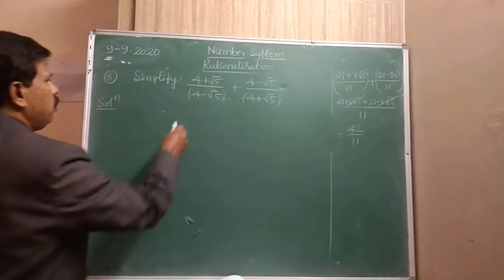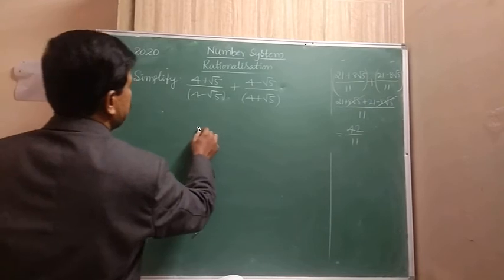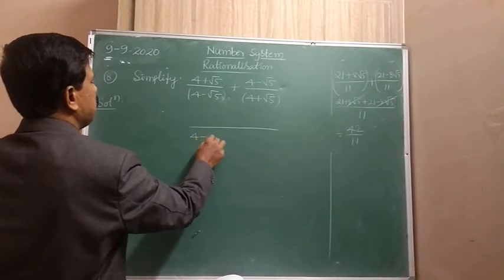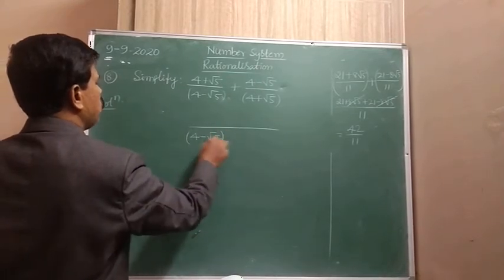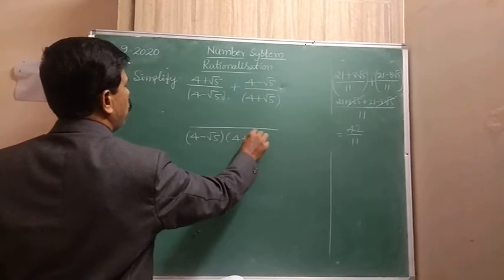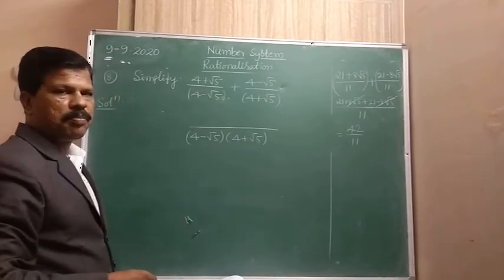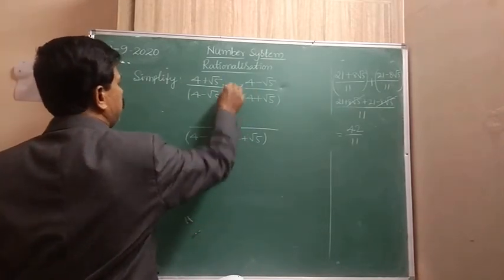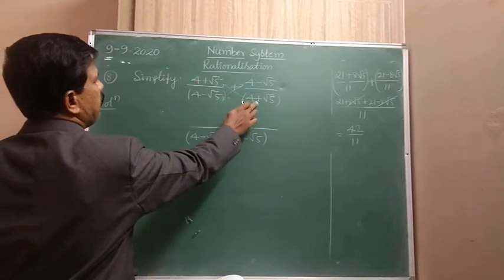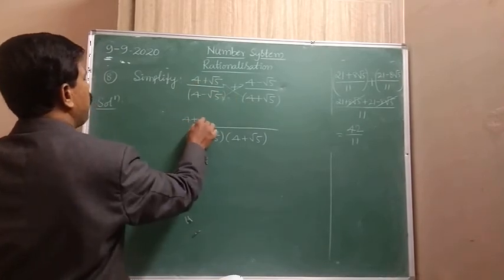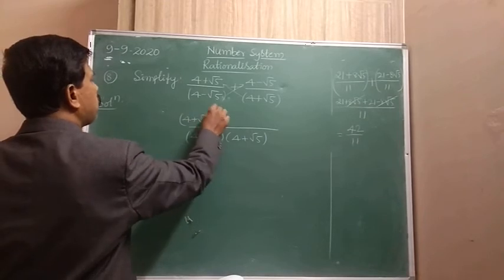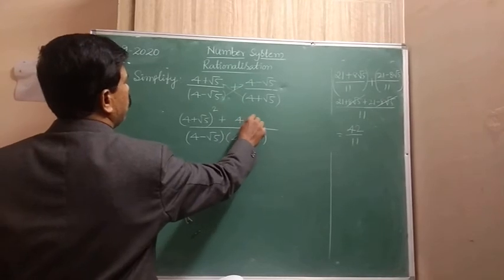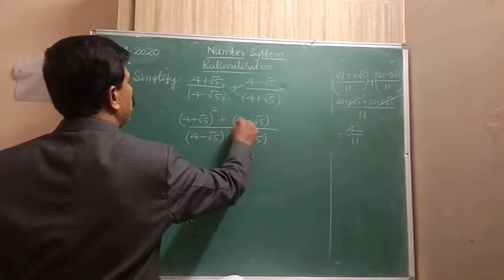Okay. Now what I am taking here itself is the LCM. So what is this? 4 minus root 5 into 4 plus root 5. When you are taking the product as LCM, then what you can do is cross multiplication. So here 4 plus root 5 into 4 plus root 5, 4 plus root 5 whole square, plus 4 minus root 5 into 4 minus root 5, 4 minus root 5 whole square.